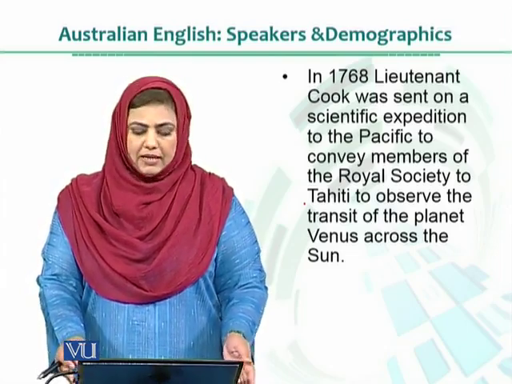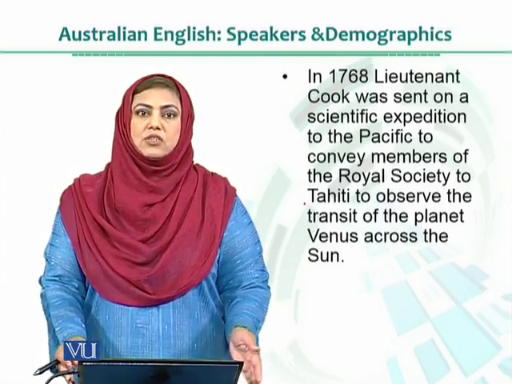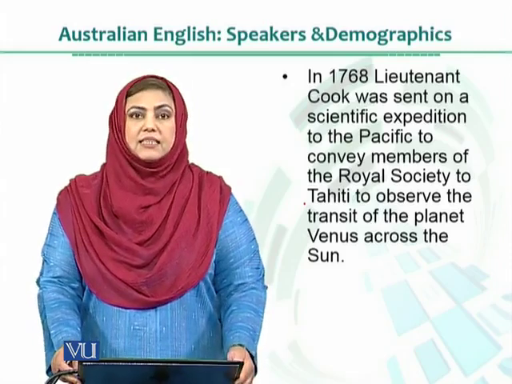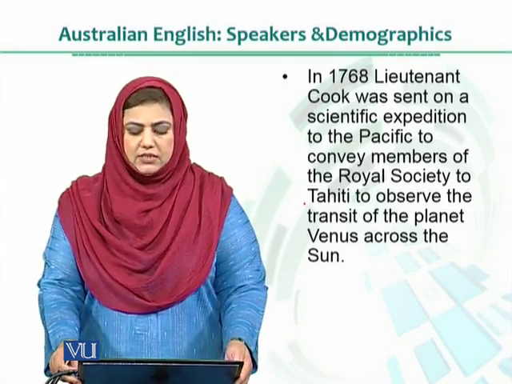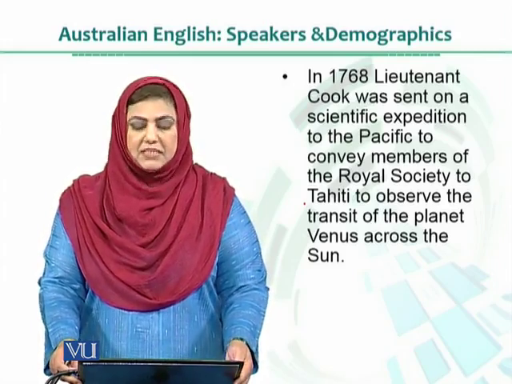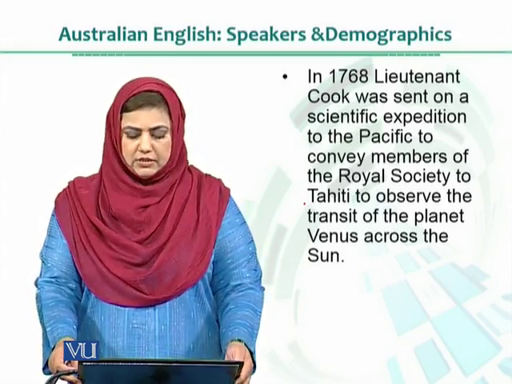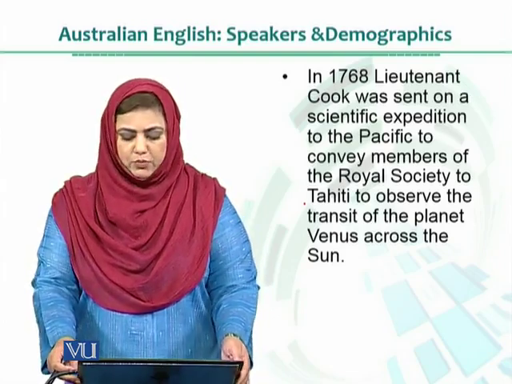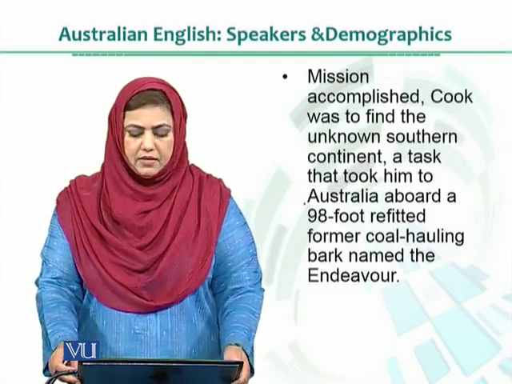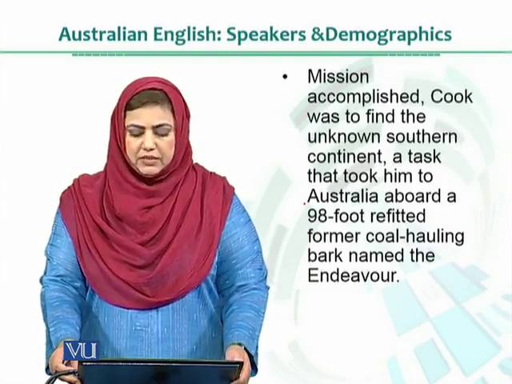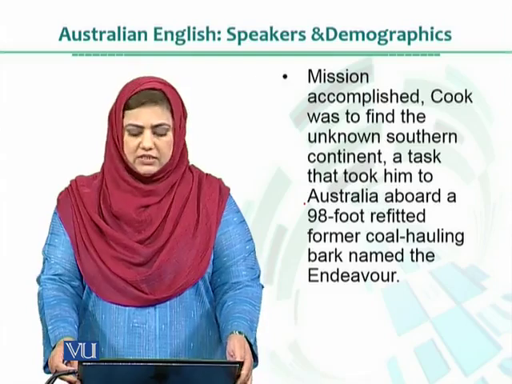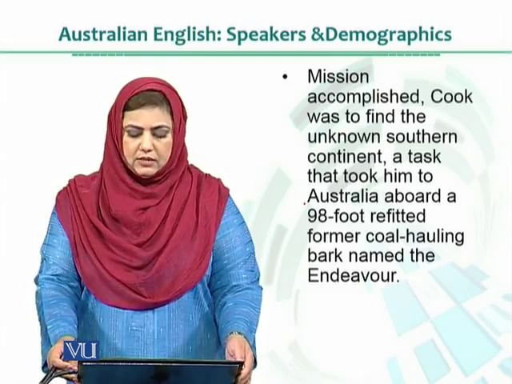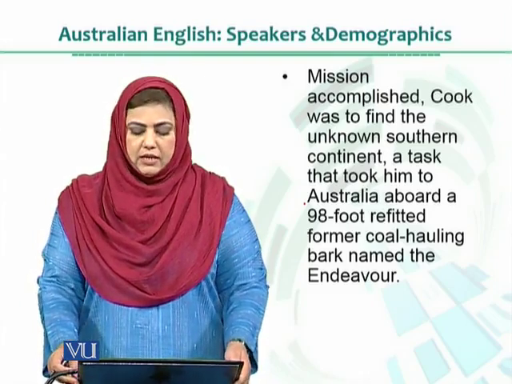However, when we go back and look at the 18th century events, it was in 1768 that Lieutenant Cook was sent on this scientific expedition to the Pacific to convey members of the Royal Society to Tahiti to observe the transit of the planet Venus across the sun. The mission was accomplished. Cook was to find the unknown southern continent that I have already referred to. This was a task that took him to Australia.